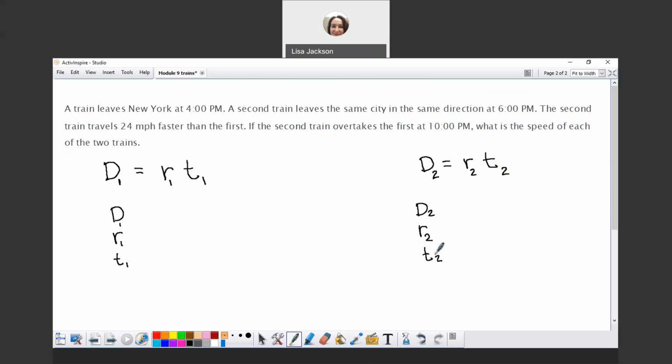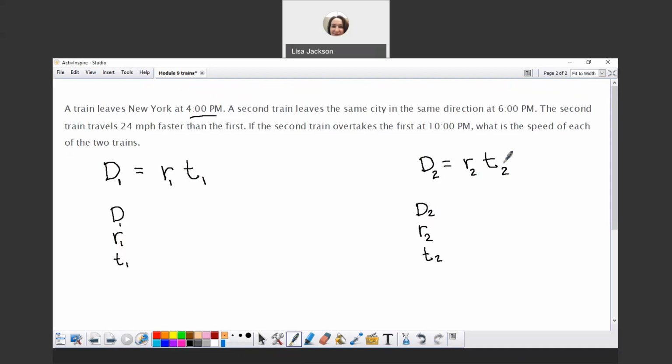All right, so one train leaves New York at 4 p.m. That's a time, but that's not a length of time yet. That's just a time on the clock. The second train leaves New York as well, and it leaves at 6 o'clock. The second train travels 24 miles an hour faster than the first.